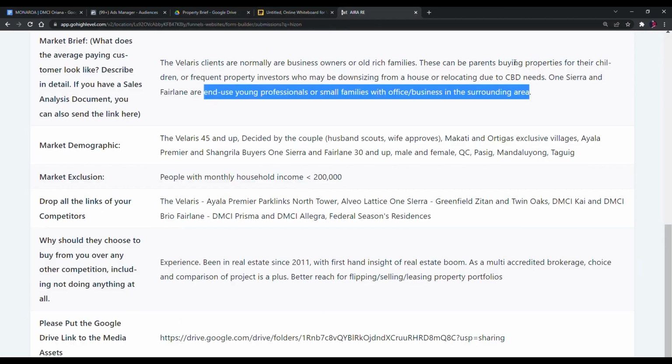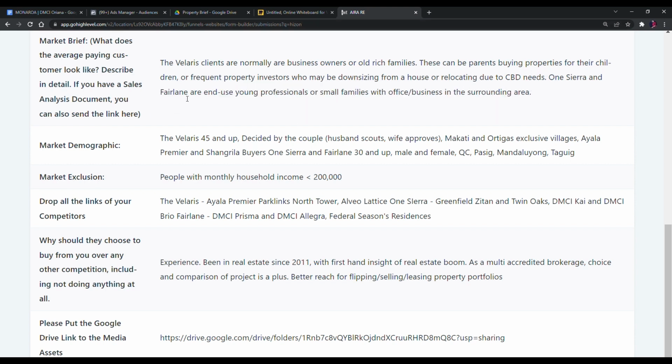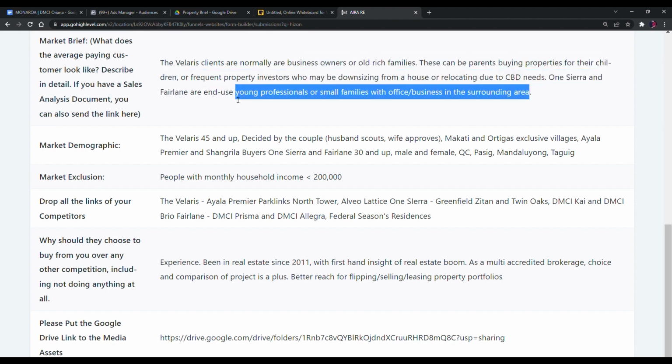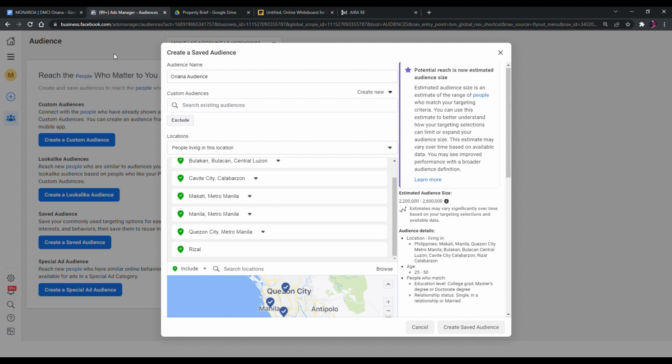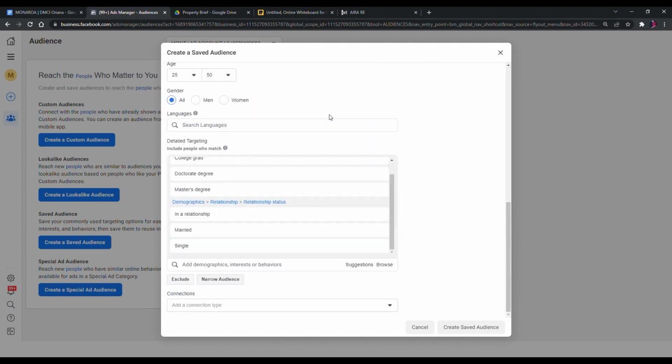What we're going to do is base it off this one, because Project One Sierra and Fairlane are also mid-market. Fairlane is a mid-market. This one's entering the mid-market to high-end projects. So right there. Now, we're just going to base it off this one. So young professionals, small families with office or business in the surrounding area. So what we're going to start out with is basically a narrowed audience right here.